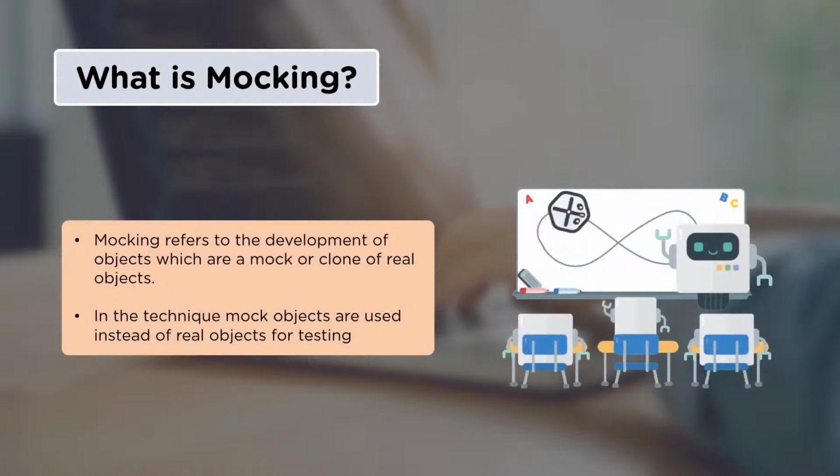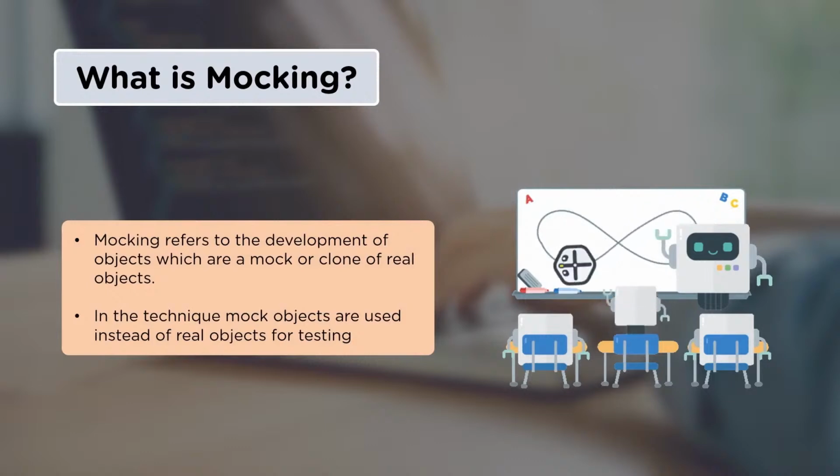So mocking refers to the development of objects which are mocks or clones of real objects. They are not the exact objects, or we can say that's not the exact scenario which we are going to implement, but it's kind of a duplicate, or a temporary mock which we are creating so that we will be able to get it implemented.